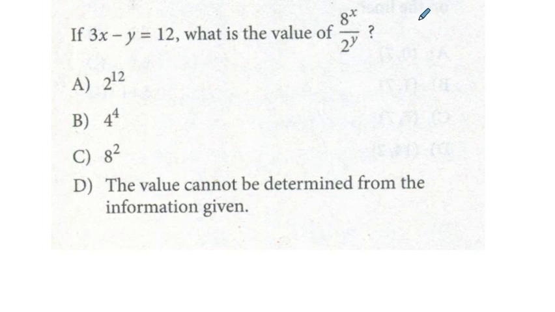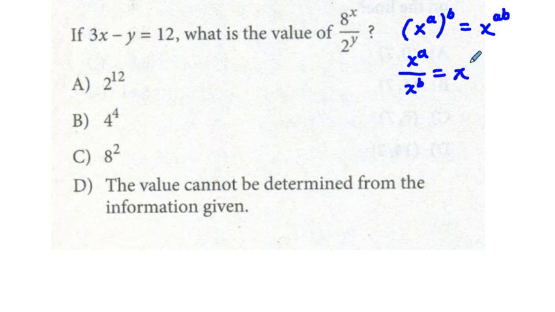The first one we have here is what's called the power of a power. If we have x to the power of a raised to the power of b, that's going to be x to the power of ab. And then another one we have is called the quotient rule of exponents. In this case, if we have x to the power of a divided by x to the power of b, that's going to be x to the power of a minus b. So let's just have these filed away and ready to use.